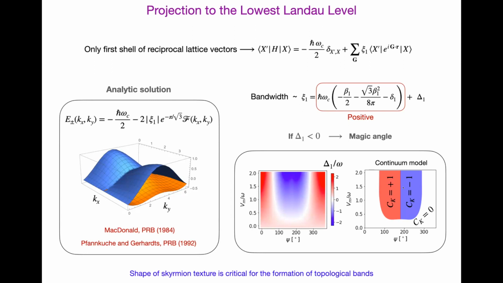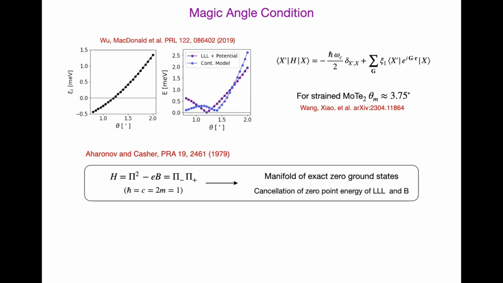This means that it's not enough to have this layer pseudospin degree of freedom. The shape of the skyrmion texture is also important for the emergence of topological bands. So this is how this C1 looks, and you see that where it vanishes, that's the position of the magic angle.